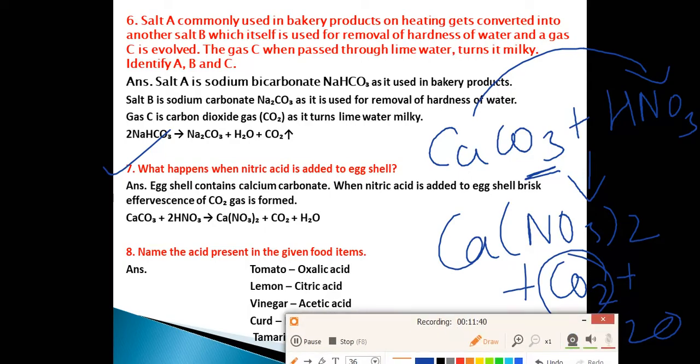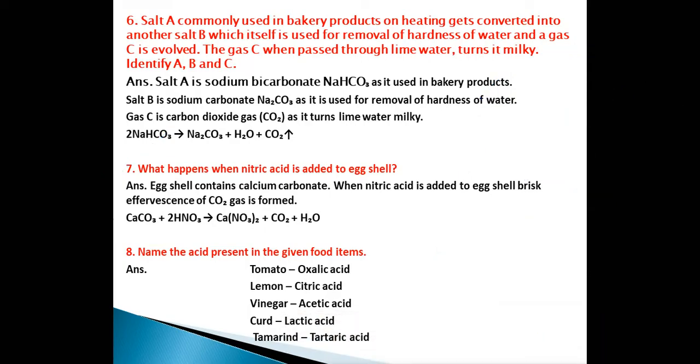Now the next question, name the acid present in the given food item. So one table is given in your textbook in which the acid present in different food items is given. You have to go through that table once, because the question will definitely be asked from there. So in tomato, which acid is present? In tomato, oxalic acid is present.